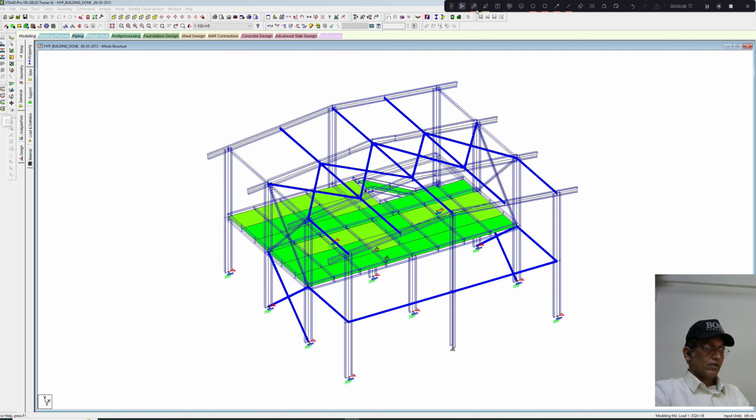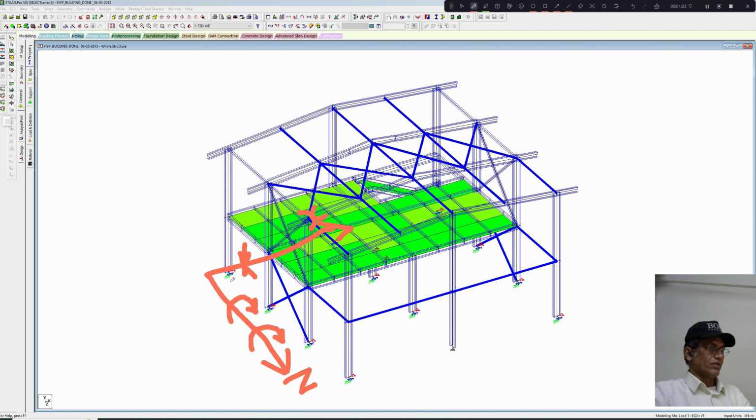Now this is our z-axis and this is our x-axis. So most of our columns are fixed about z-axis. So there will be moment that will be created about the z-axis and it is pinned about x-axis. So only shear force and axial force will be there when you consider the forces about x-axis.